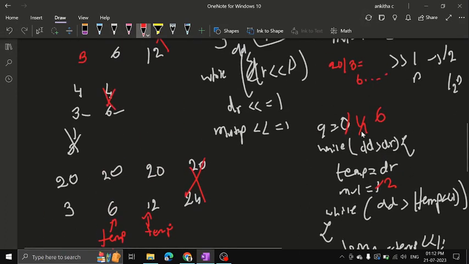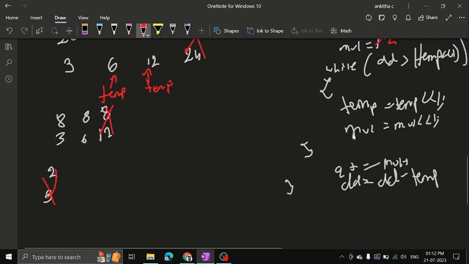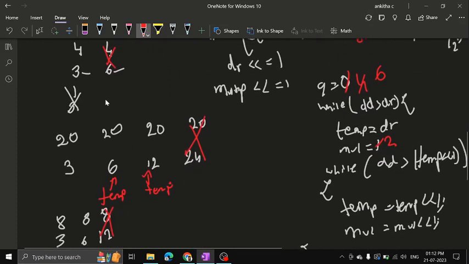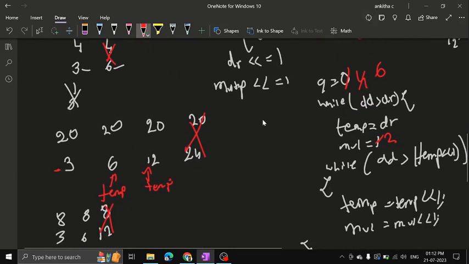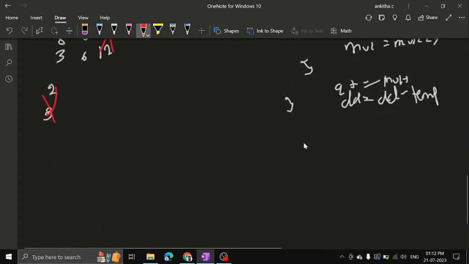So this is how the code works. At the last we have the quotient equal to 6. Now what if we had 20 minus 3? That means the sign was minus 1. So at last we are returning the sign, which would be either minus 1 or 1, into the quotient. So that will solve the problem.